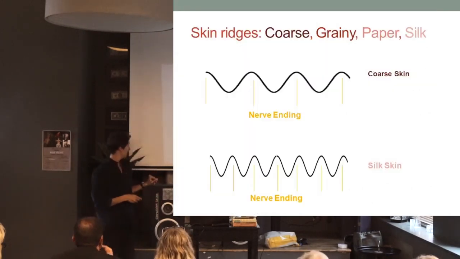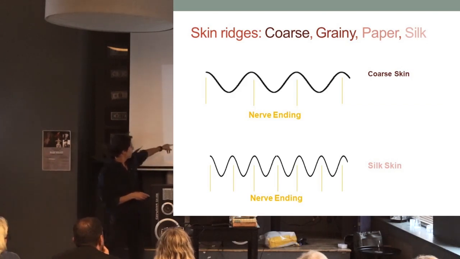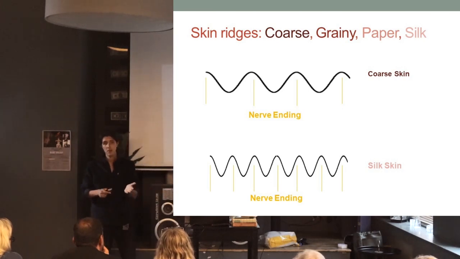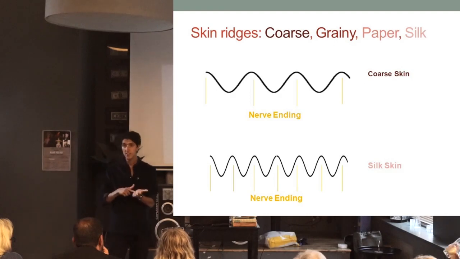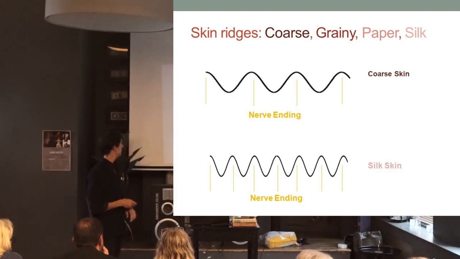And this is why, you see. Each skin ridge has all these different nerve endings. So when you've got lots and lots of ridges, you've got much more nerve endings. It's a complete indication of that. You can probably compare with people next to you and see who's got softer skin.